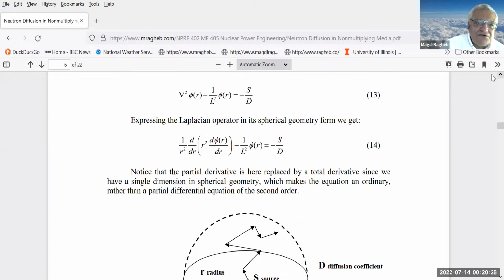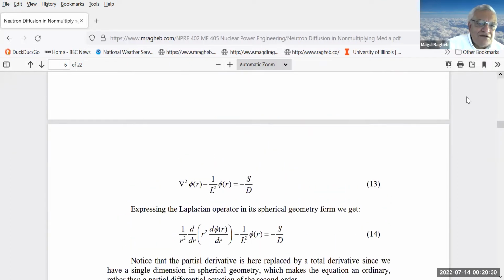The differential equation that we have in that case is del squared minus 1 over L squared, equal to minus S over D, the source divided by D. That's a time-independent equation, so we are considering the steady state. In solving those differential equations, as I suggested before, we think about the boundary conditions. We think about the form of the Laplacian that applies to the problem. And definitely this is a spherical geometry.